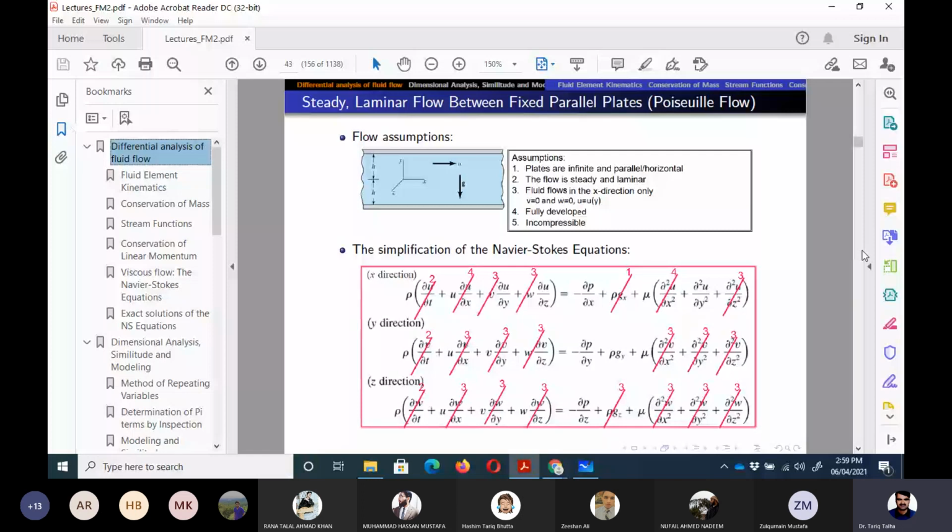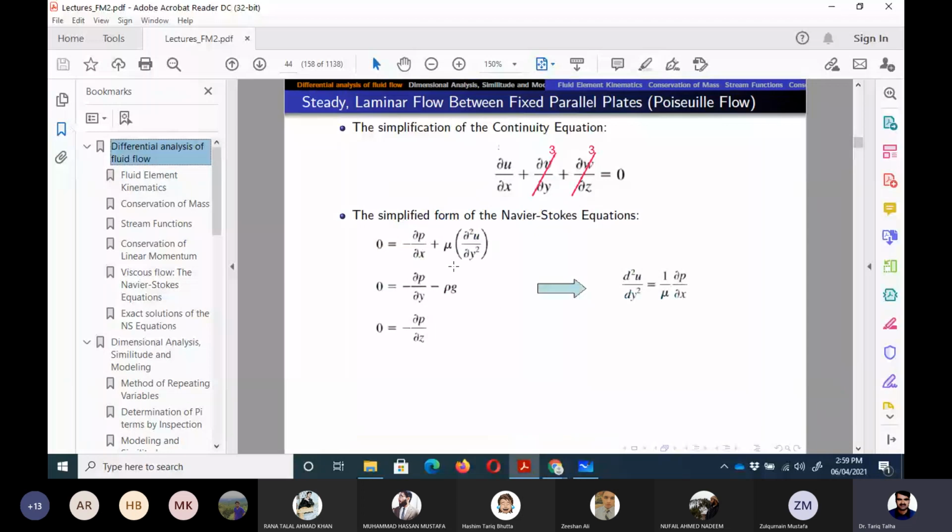If we write the simplified equation for the x direction, it is shown here that we have the simplified form of the Navier-Stokes equation for steady laminar flow between fixed parallel plates. The x momentum equation becomes minus delta p upon delta x plus mu into partial square u upon partial y square. And here we have minus rho g, because we have the gravitational constant g, and it is minus because it is in the negative y direction.